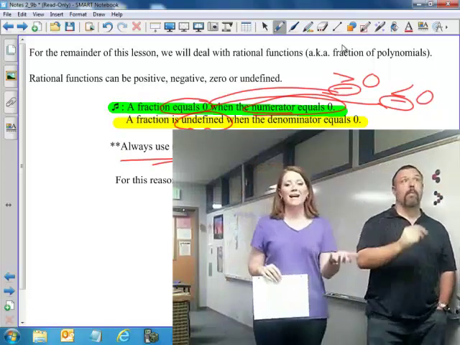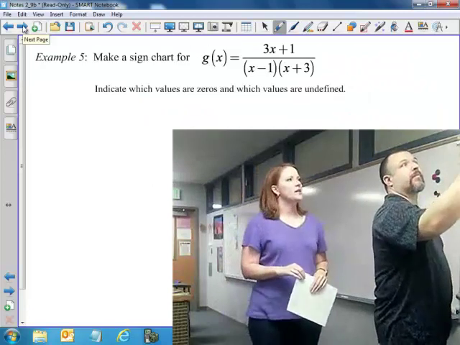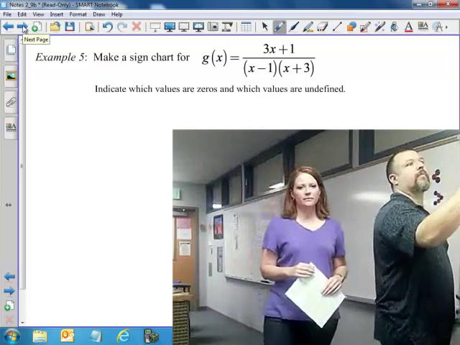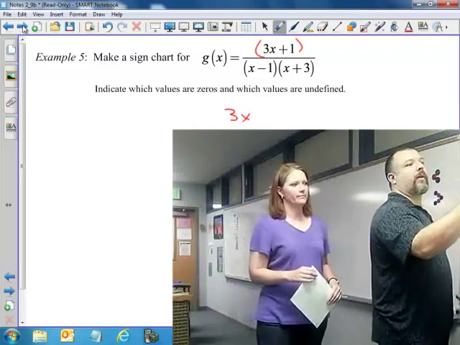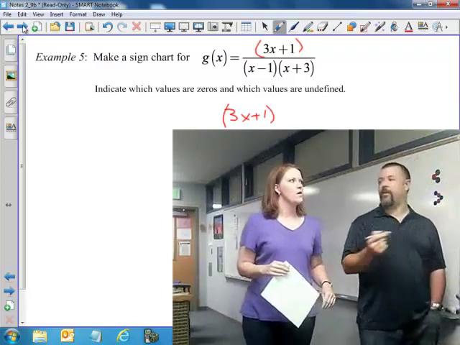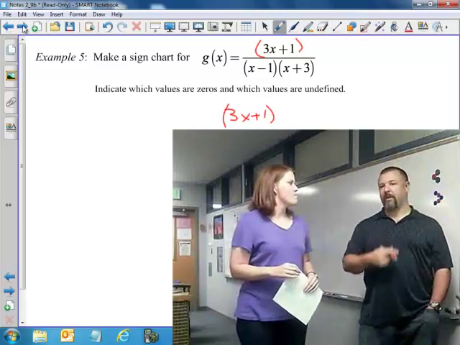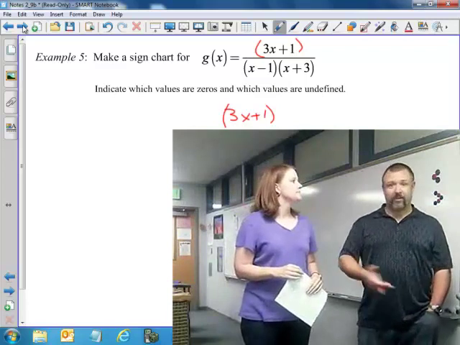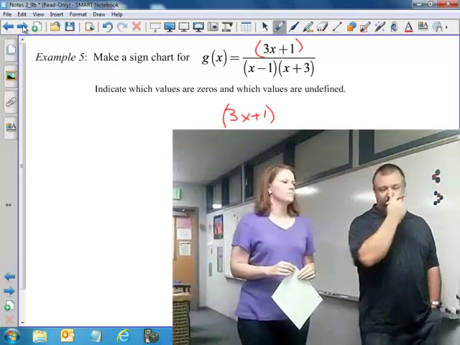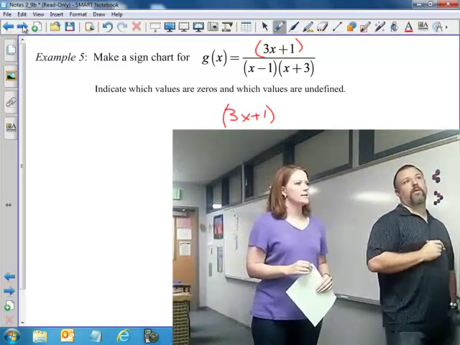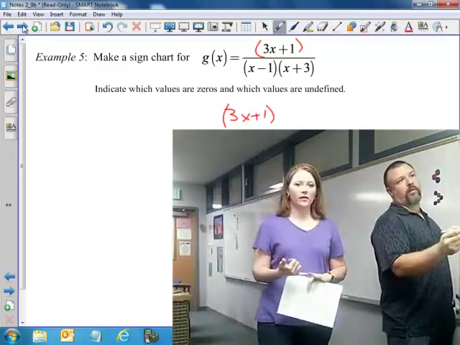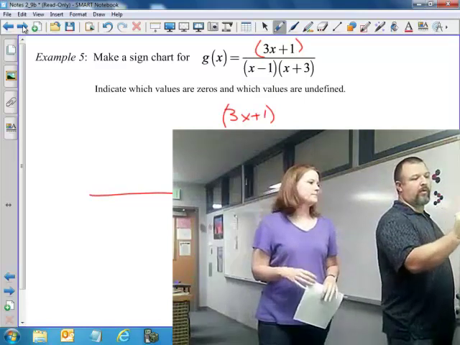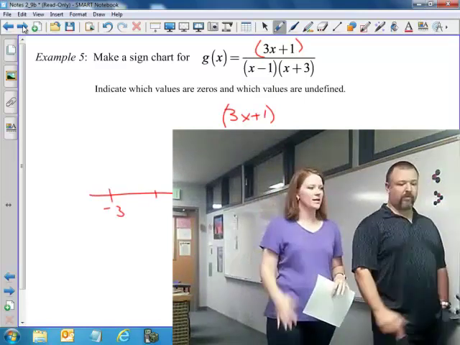All right, so let's give it a try here. We're going to make a sign chart. We've got our rational function, and when I see three factors, I see 3x plus 1, and I see x minus 1, and I see x plus 3. And the reason this works even with division is because the rules for multiplying and dividing positive and negative numbers are the same. Whether you're multiplying or dividing, as long as you're doing all of it at once, it doesn't matter. So on our x-axis now, we have zeros of negative 1/3, positive 1, and negative 3.